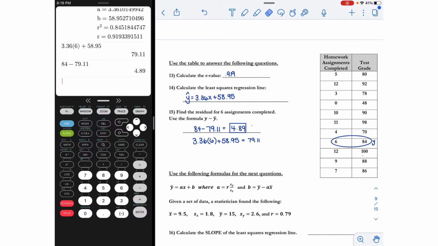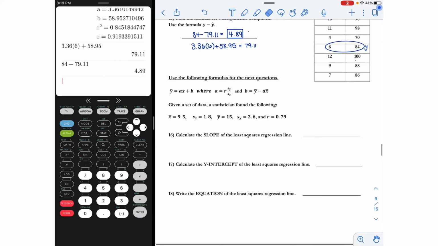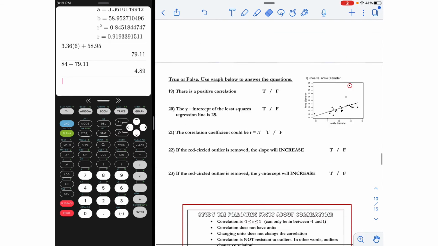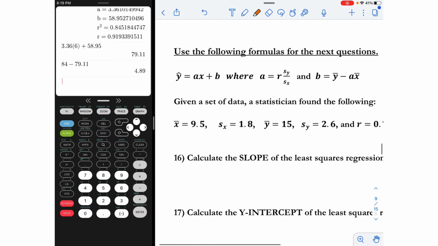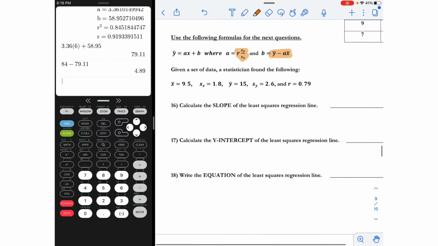Okay, so now the last part of this, there's a couple parts left, but for this one, we give you the formulas. You will be given the formulas on your test. So don't freak out. You're going to be given the formulas. This is a different way to calculate the A value or the slope of the regression line, and this is another way to find the B value. And I'm just going to give you everything.